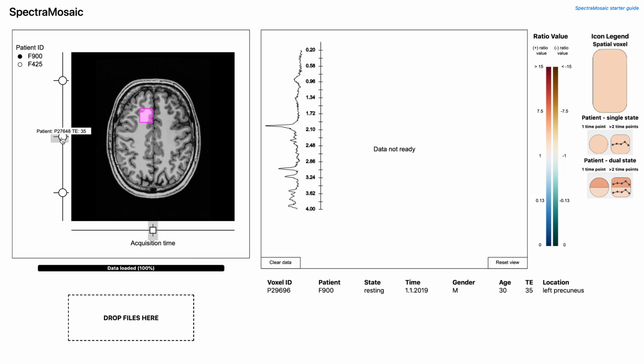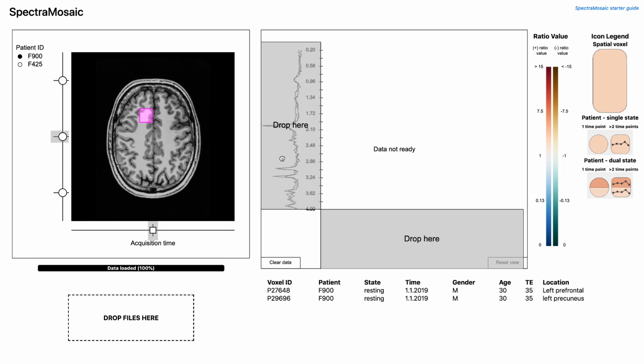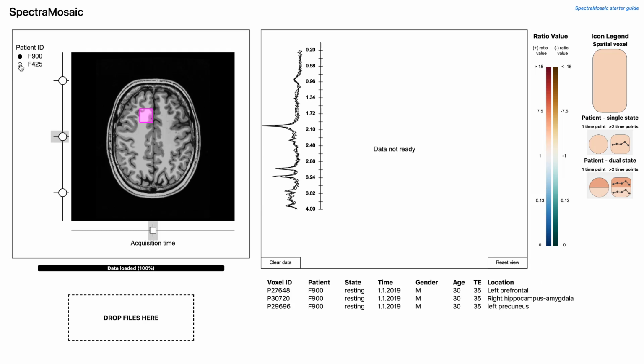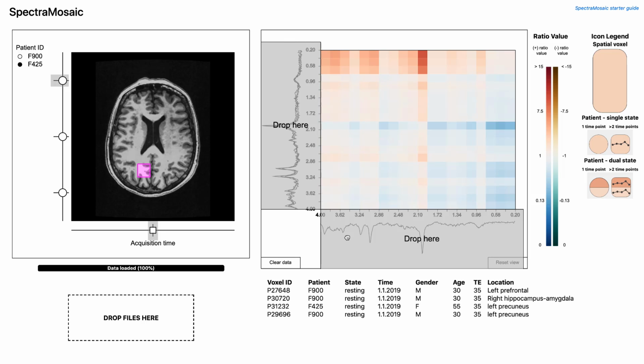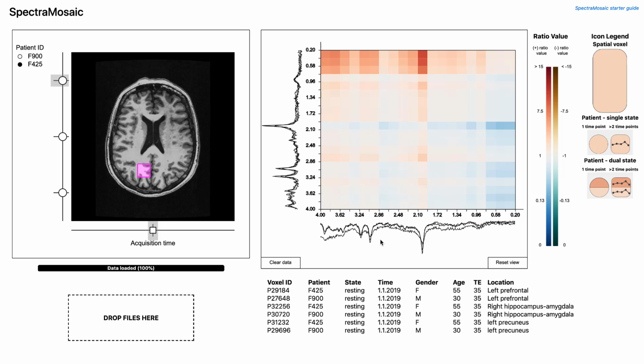To analyze spectral ratios, we simply click and drag voxels of interest from this left selector panel over to the right. In this case, we are interested in comparing all spatial voxels of one patient to all spatial voxels of the other patient. Once both axes have spectra attached, a heat map matrix is drawn on screen. This drawing updates each time spectra are added to or removed from the panel. Since there are typically 20 metabolites in a spectrum, we have drawn this matrix as a 20 by 20 grid.